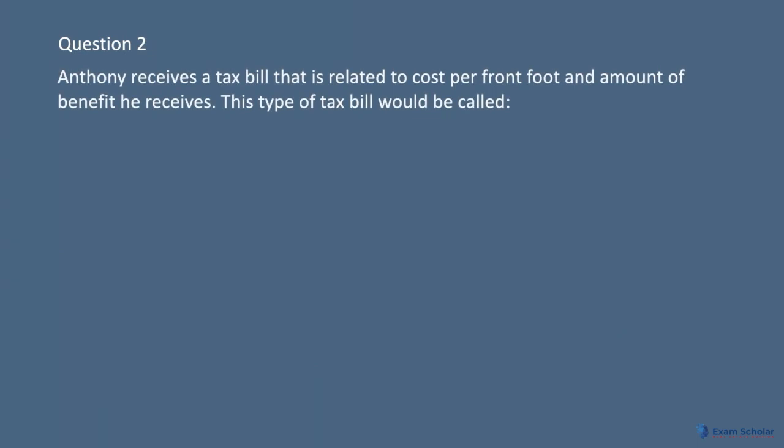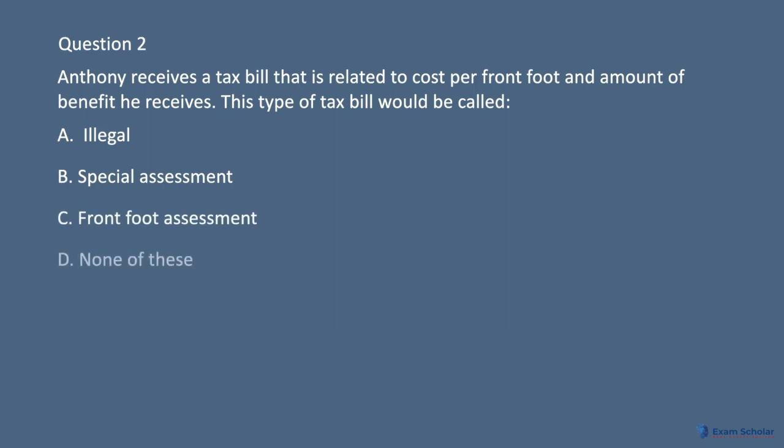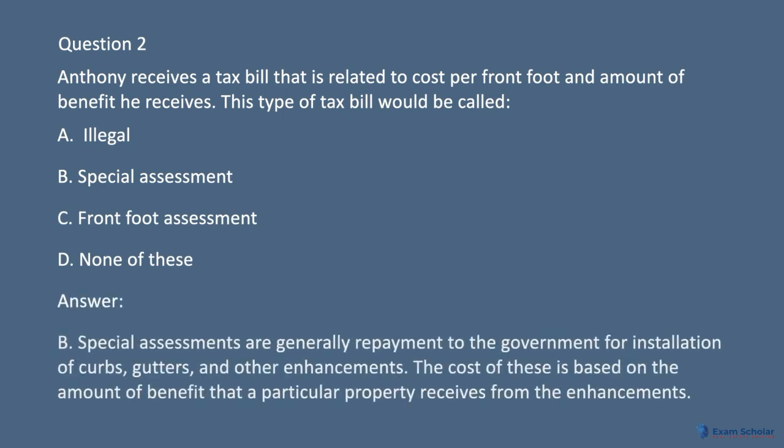Question 2. Anthony receives a tax bill that is related to cost per front foot and amount of benefit he receives. This type of tax bill would be called A. Eagle. B. Special assessment. C. Front foot assessment. D. None of these. Answer: B. Special assessments are generally repayment to the government for installation of curbs, gutters, and other enhancements. The cost of these is based on the amount of benefit that a particular property receives from the enhancements.